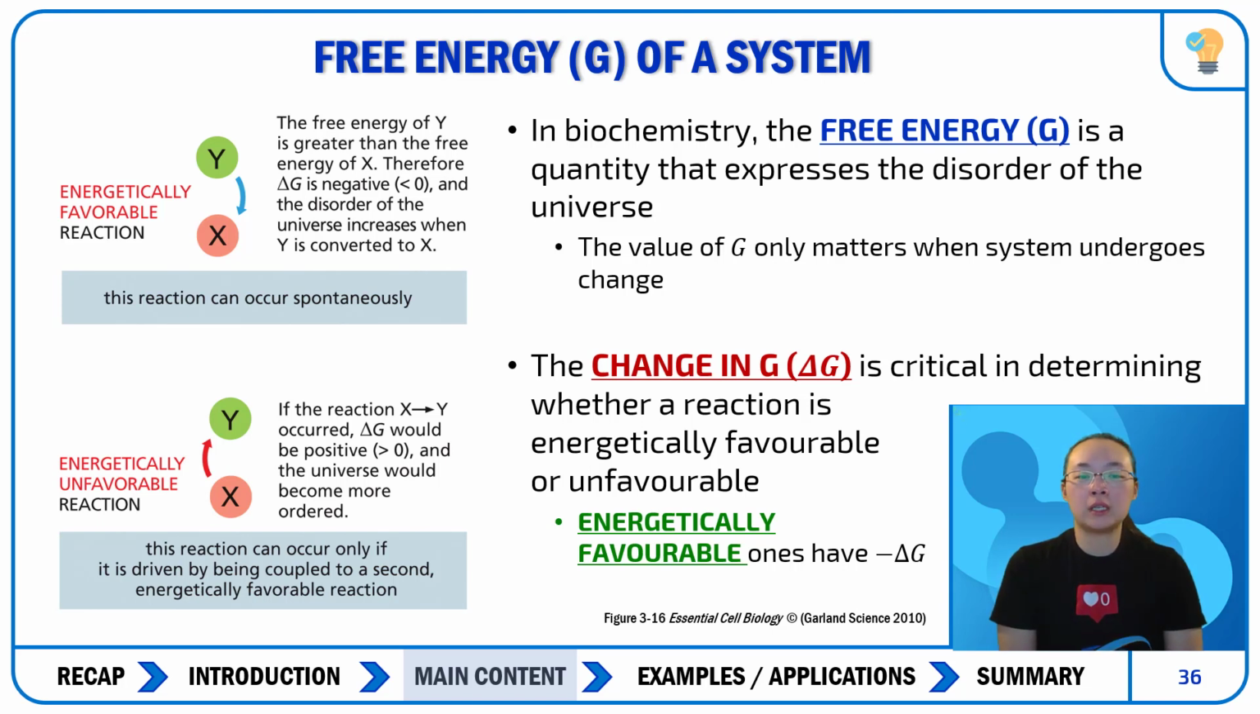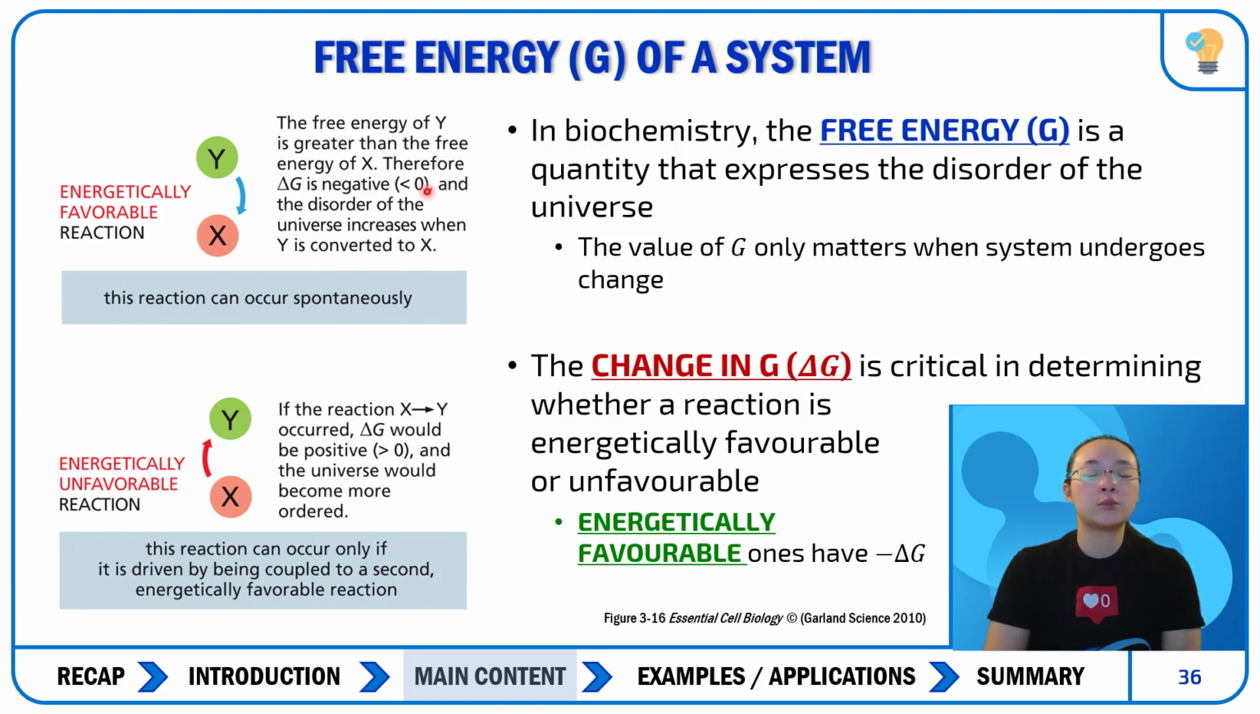So in biochemistry, the free energy, G, is the quantity that expresses the disorder of the universe. The value of G only matters when the system undergoes change. So here we're taking a look at Gibbs free energy. And that's all we're going to take a look at in terms of thermodynamics for enzyme kinetics. So the change in G is critical in determining whether a reaction is energetically favorable or unfavorable. And remember, we always want to have a negative change in G if we want a favorable reaction.